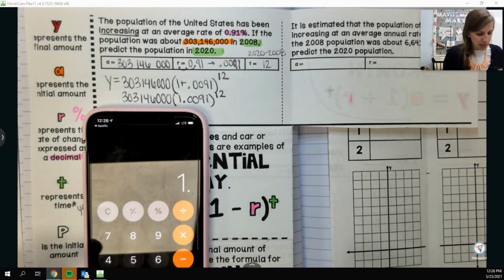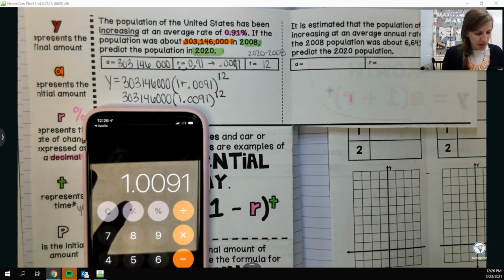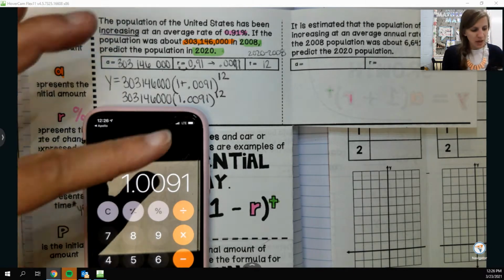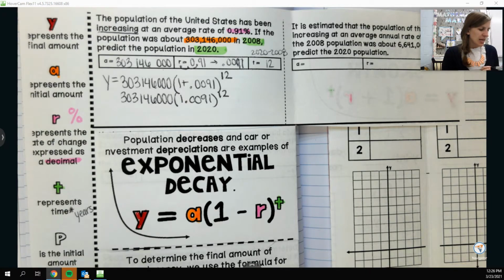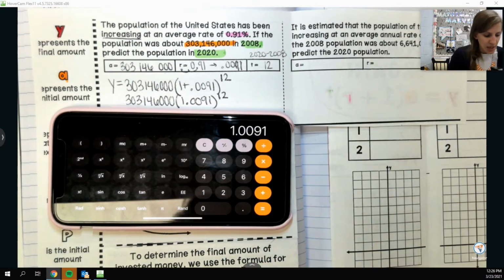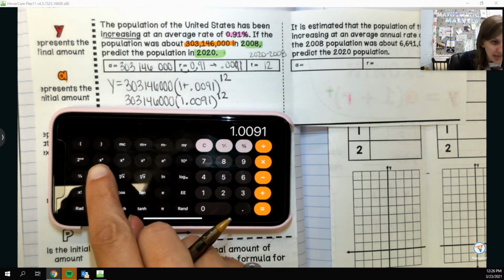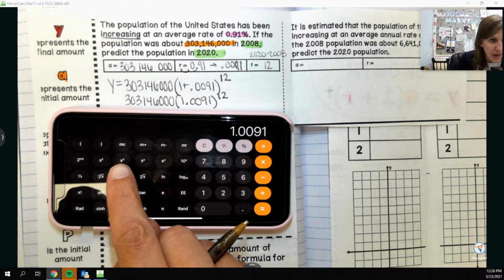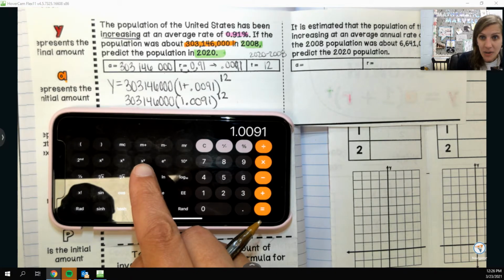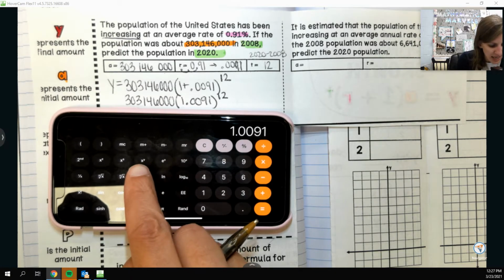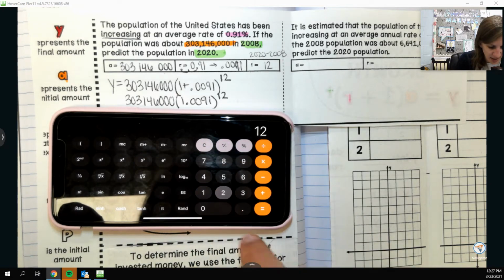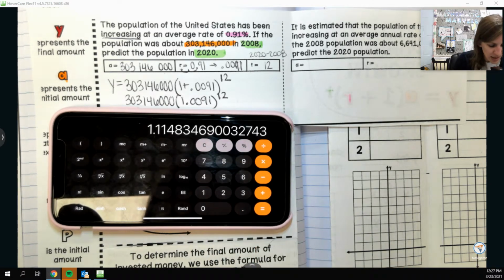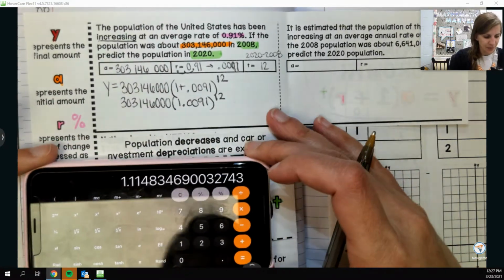So we'll do 1.0091. And then I need to raise that to the 12th power. The super nice thing, if you are using an iPhone, is if you turn it sideways, you can raise it to the 2nd power, the 3rd power, or any power that you want. So if I click any power, and then I tell it the power and hit equals, it will give me that final answer.